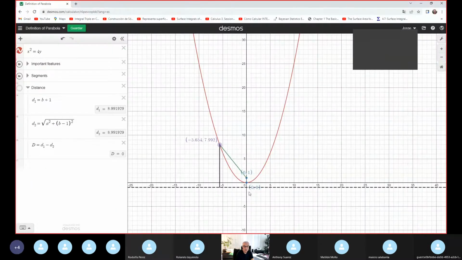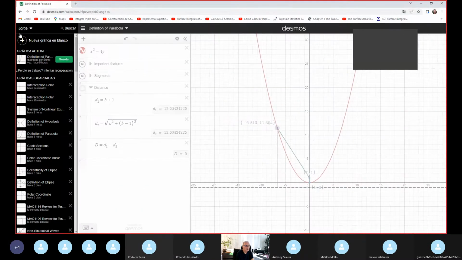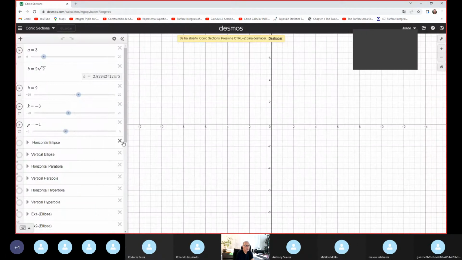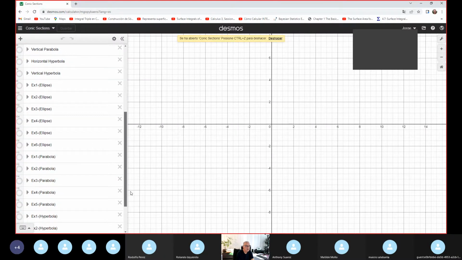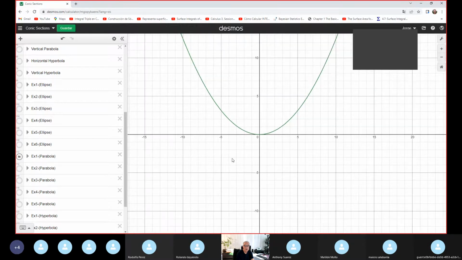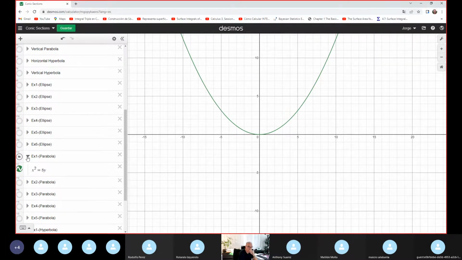Oh no, I forgot something, but it's okay. Okay, let me try to find conic sections. Okay, conic section example parabola. Example 1 parabola. Boom, something like that. Do you see this one? Do you see or no? Yes, we see. Look at the formula. The formula is x squared equals ay.